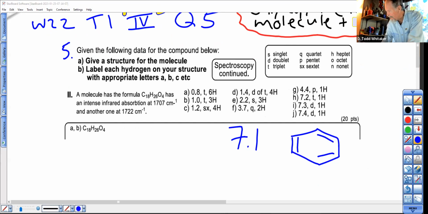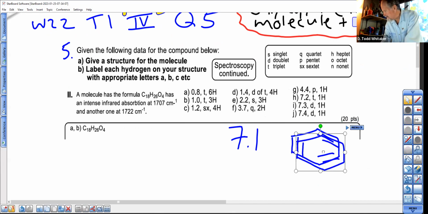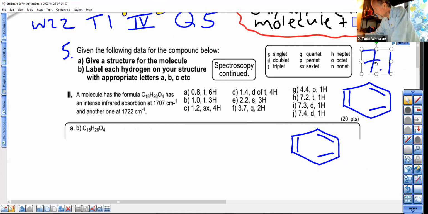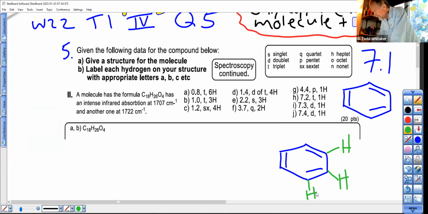So I'm going to copy paste my benzene. So the 7.1 meant this. I'm going to move the 7.1 too. And then down here, I know I have to have 3 adjacent H's. Let me prove that to you. The only one of these that can be a triplet is this one. It has 2 neighbors. Now, these 3 positions here will be groups.